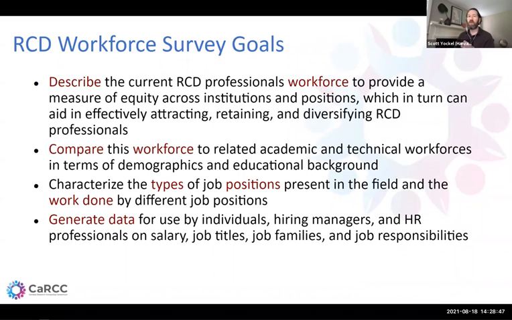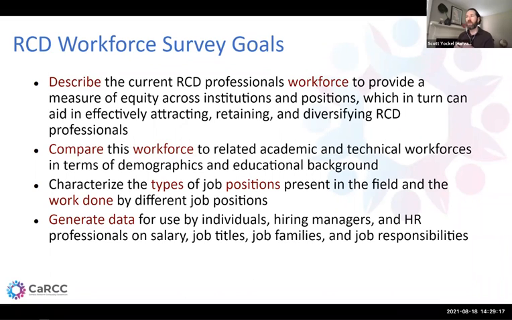And the goal of the workforce survey itself was really to describe the workforce. We don't really have any understanding of that. And when you work with HR, when you're a hiring manager, they have no data on this, right? So that's what we want to do. We want to be able to compare this workforce to maybe the higher ed academic IT workforce, or make other types of comparisons. How are we doing with demographics and education, and related to the positions and what people do?